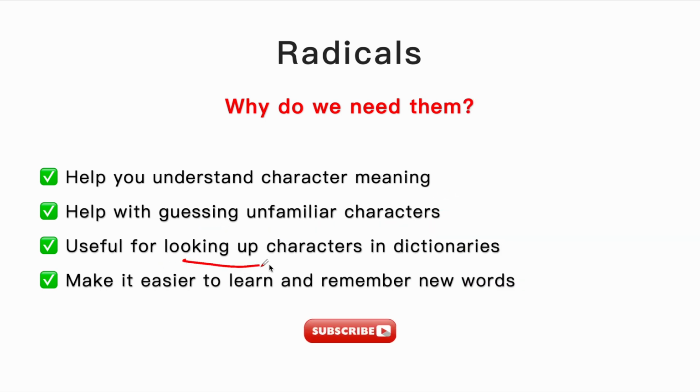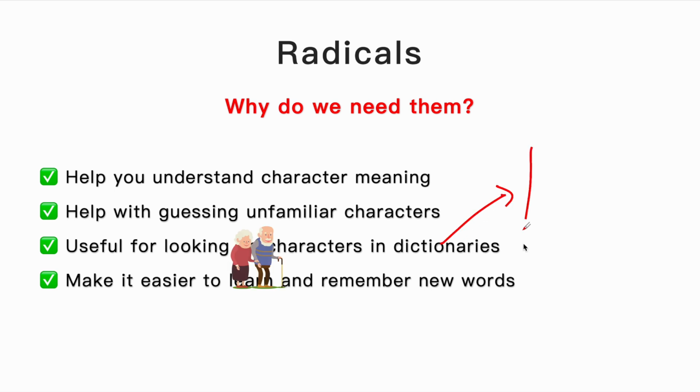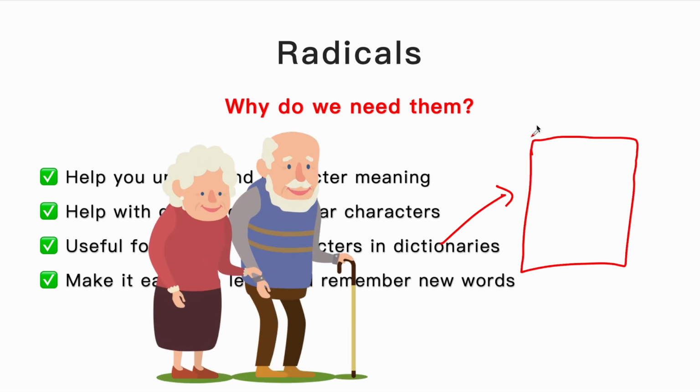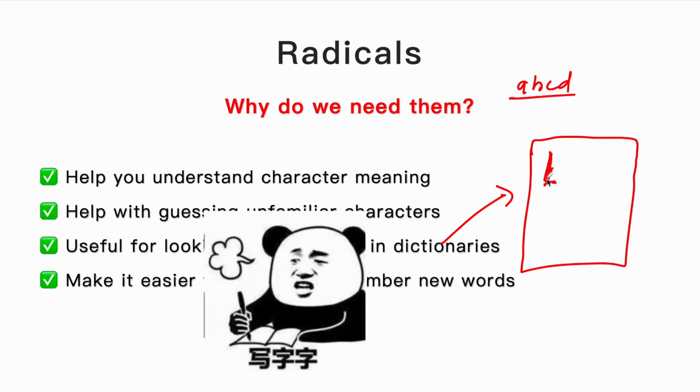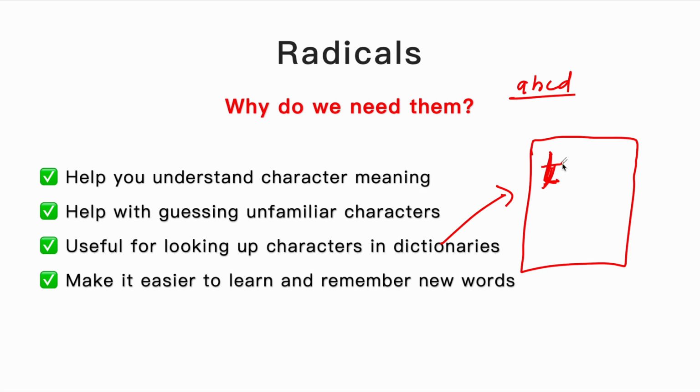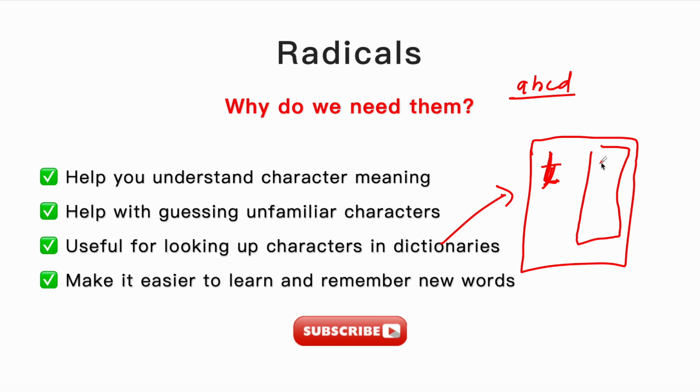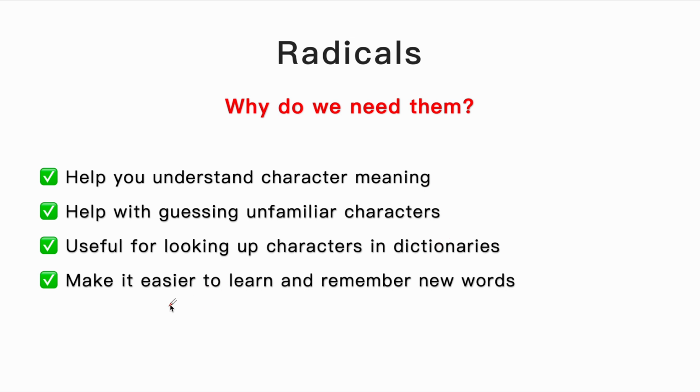It is also useful for looking up characters in dictionaries, and this is mostly used by old Chinese people who do not want to use A, B, C, D, and this is how they look up characters. They first draw those characters using their finger on a screen, and they get all the results related to this word here. And this is how they select words, saving time writing the whole character. And it makes it easier to learn and remember new words as well.